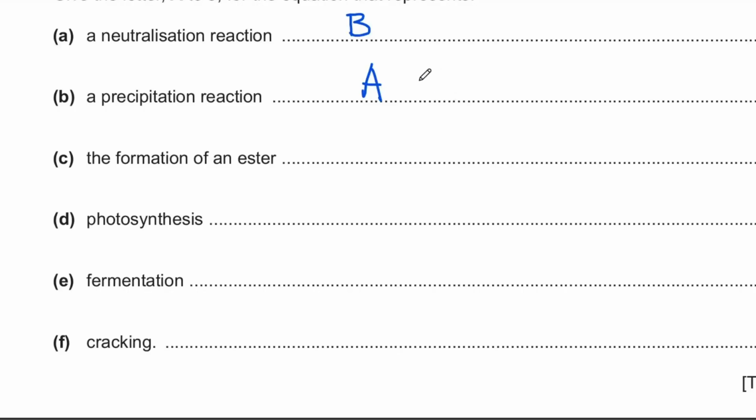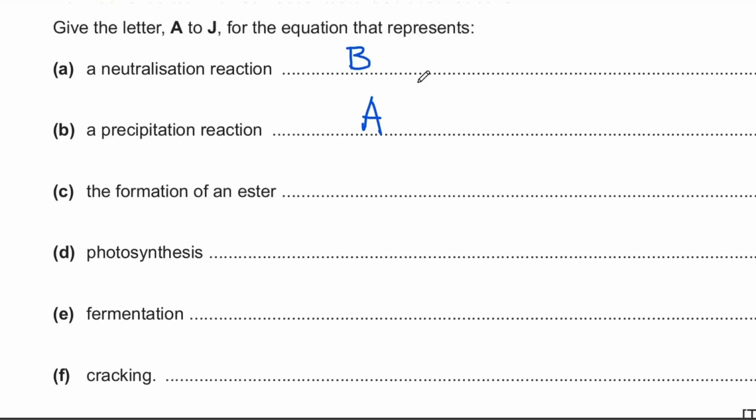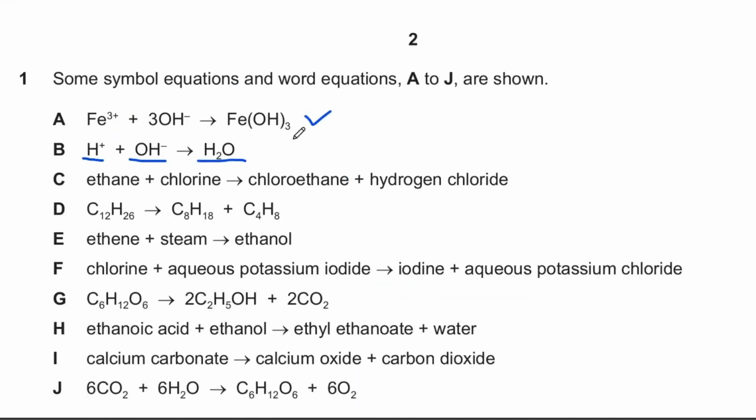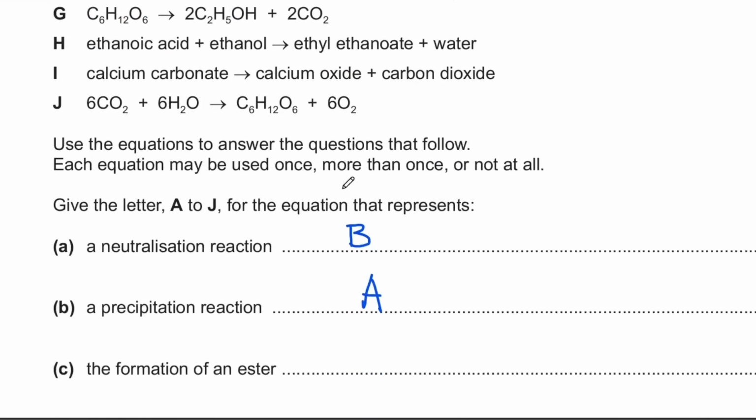Common mistake students make is thinking precipitation must be written as a full equation. No, precipitation can be written as an ionic equation, just like we saw here. This is written as an ionic equation.